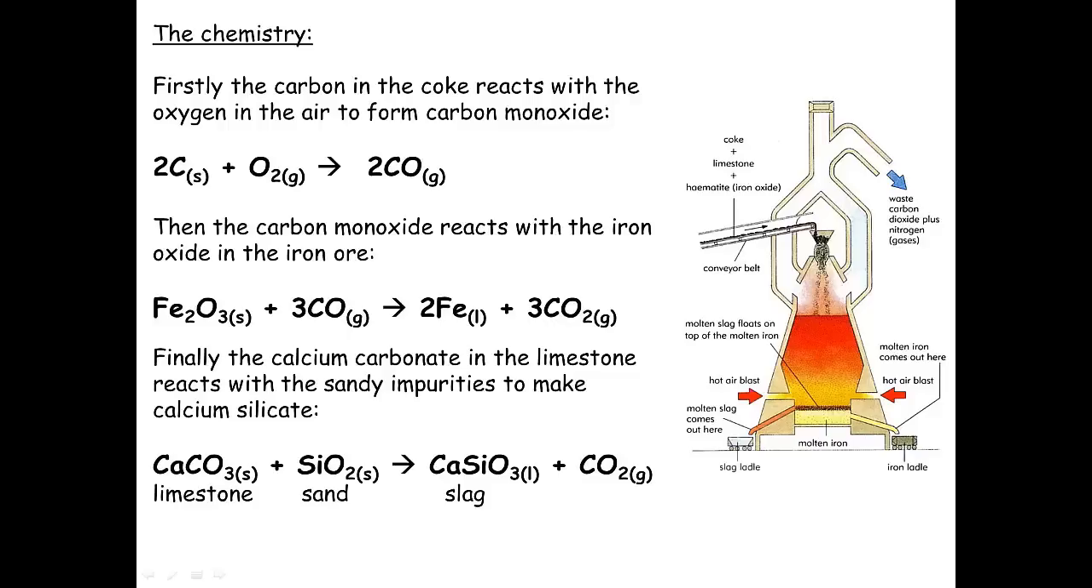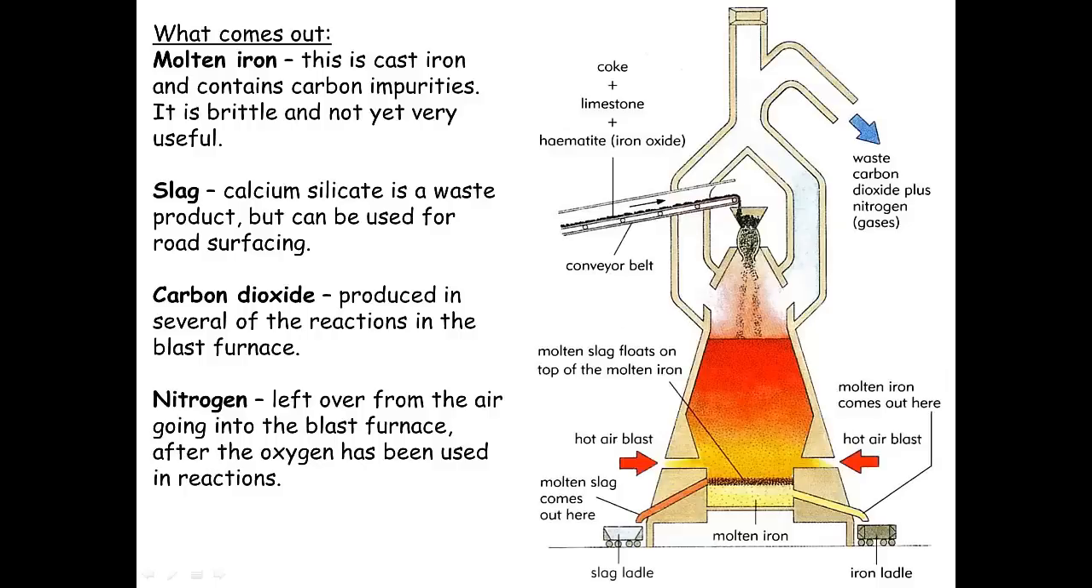The coke, the limestone and the haematite containing the iron oxide are fed into the top of the blast furnace. In the bottom of the blast furnace, hot air is blasted in, and in one place the molten iron is collected, and in another place, floating at the top of the molten iron, is the slag, which is also tapped off to be removed.